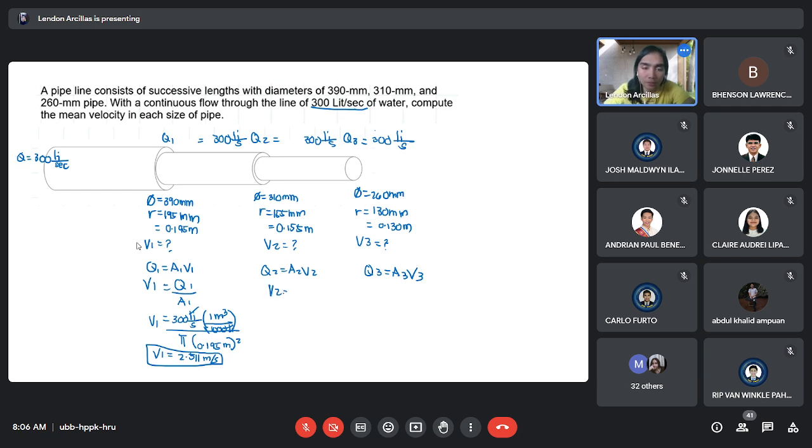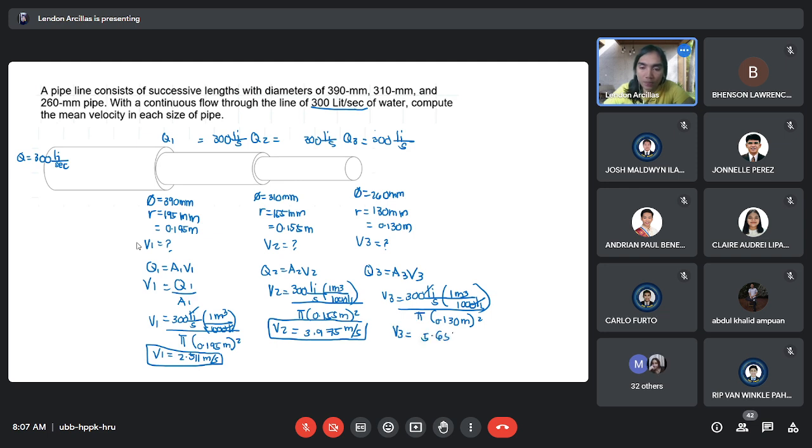Next, this one, V2, this 300 liters per second. Convert ko lang to cubic meter. Pi, radius at second point is 0.155. Velocity 2 is 3.975 meters per second. Last one, volume flow rate is always the same. The velocity will be changed. Pi, the radius at 3 is 0.130. Velocity at 3 is 5.650 meters per second.